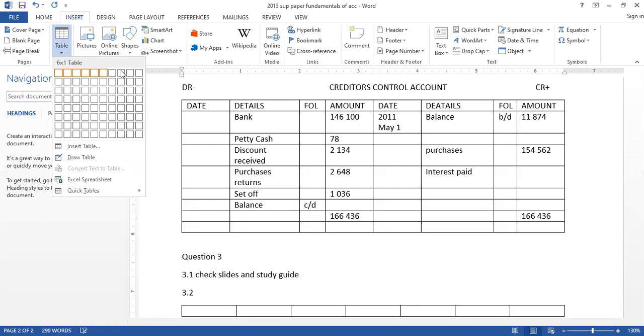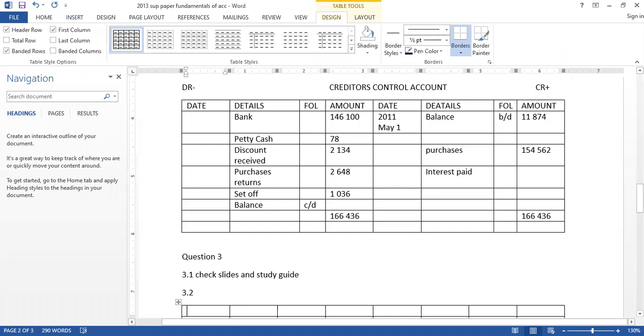So it's 8 columns. We'll have the date, the details, folio, amount, the date, and amount.